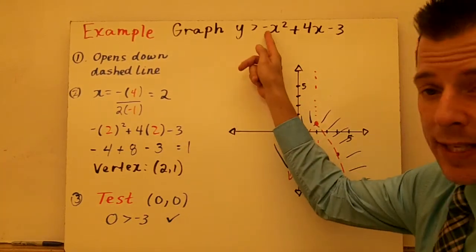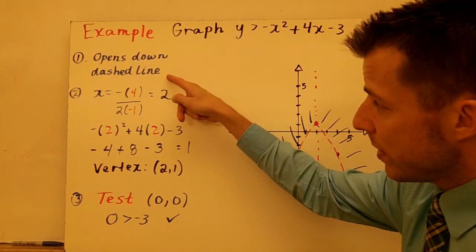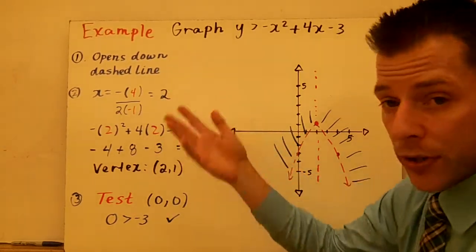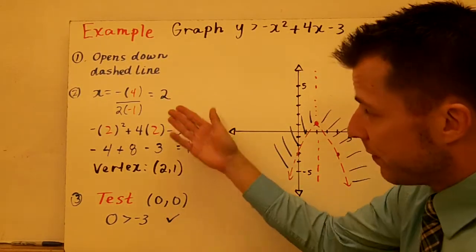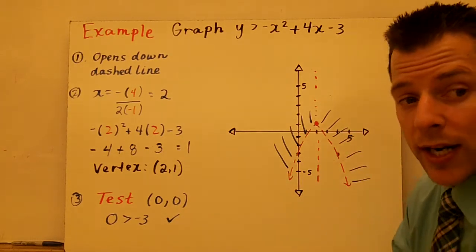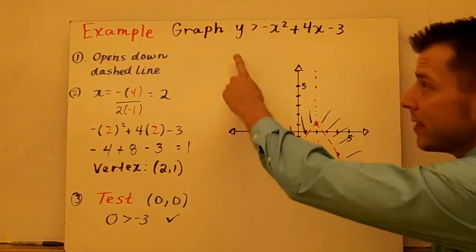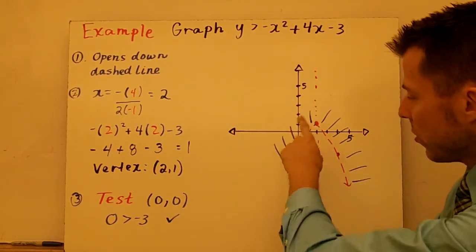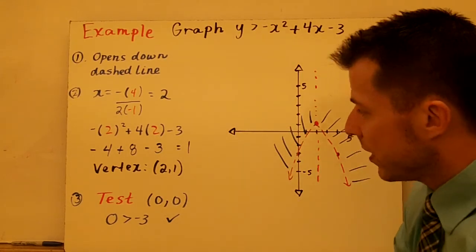I know that a is negative, so I know it should open down, and it's going to be a dashed line. So I just made a couple notes to myself. Again, find the axis of symmetry. I went ahead and did that, and I plotted my quadratic. It's a dotted line because of that inequality. So there's the quadratic drawn in, opening down.